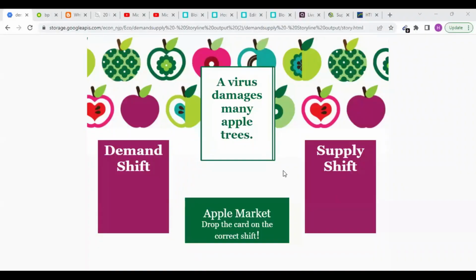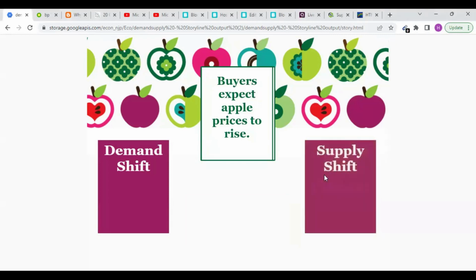A virus damages many apple trees. What would this cause, a supply shift or a demand shift? Supply. Yeah, that's great. Great job. Buyers expect apple prices to rise. What would this cause? Demand shift.